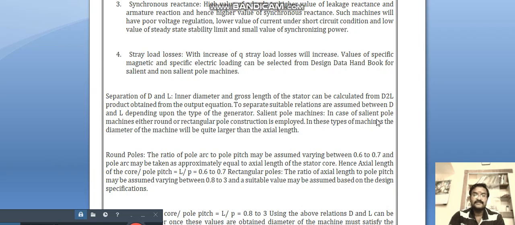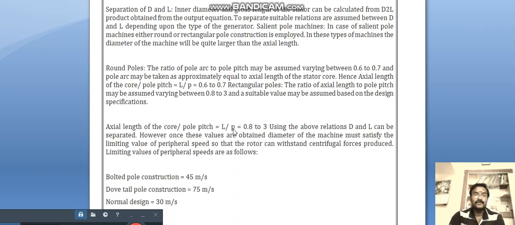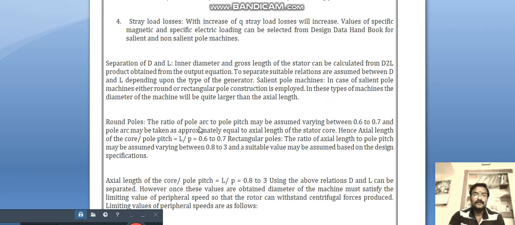Salient pole machines. In the case of salient pole machines, either round or rectangular pole construction is employed. In these types of machines, the diameter of the machine will be quite larger than the axial length. Rotor poles: the ratio of pole arc to pole pitch may be assumed to vary between 0.6 to 0.7, and the pole arc may be taken as approximately equal to the axial length of the stator core. Hence, the axial length of the core per pole pitch, L by tau, is equal to 0.6 to 0.7.